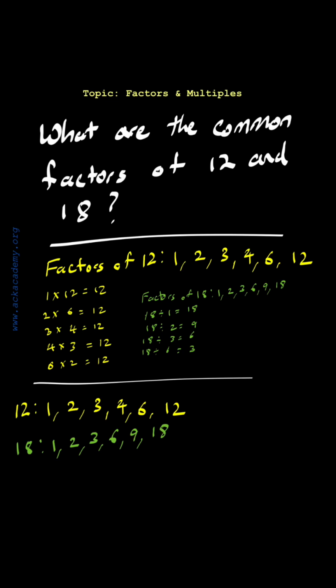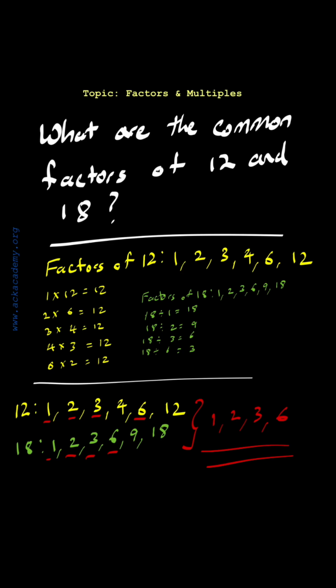But let's just put some labels here. So 1 works, 2 works, 3 works, 6 works, and those are the common factors of 12 and 18. So the common factors are 1, 2, 3, and 6. Those are the numbers that appear on both of these lists. Okay, and that's the common factors of 12 and 18.